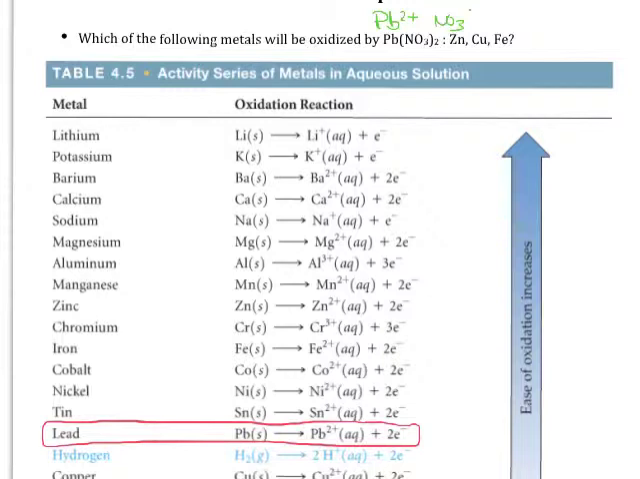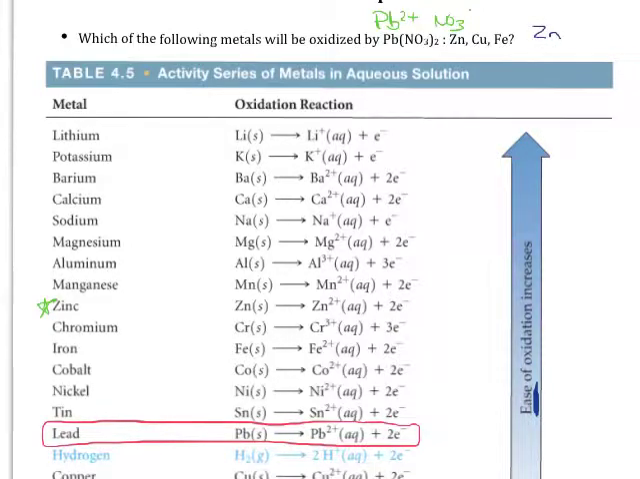So the first one they're asking me about is zinc, and I can see that zinc is up here. Zinc is above where lead is in the activity series, and that means that zinc can be oxidized by lead, because if you look at this description here, the description talks about the ease of oxidation. So the higher up it is, the easier it is to oxidize. So zinc absolutely can be oxidized by the lead.